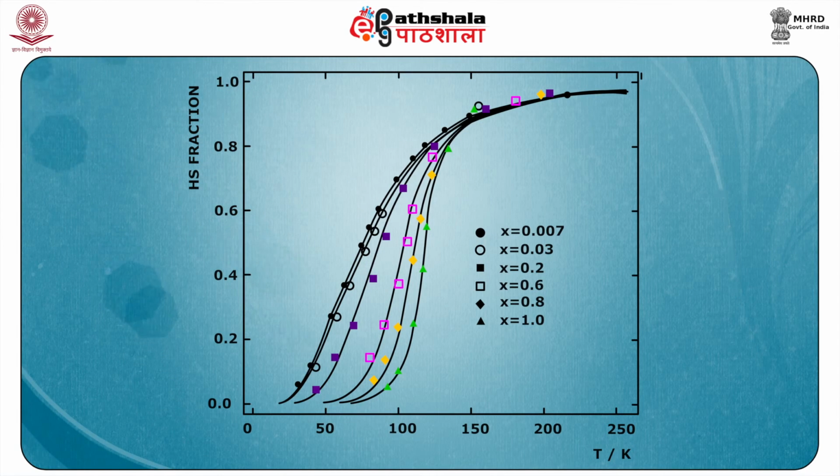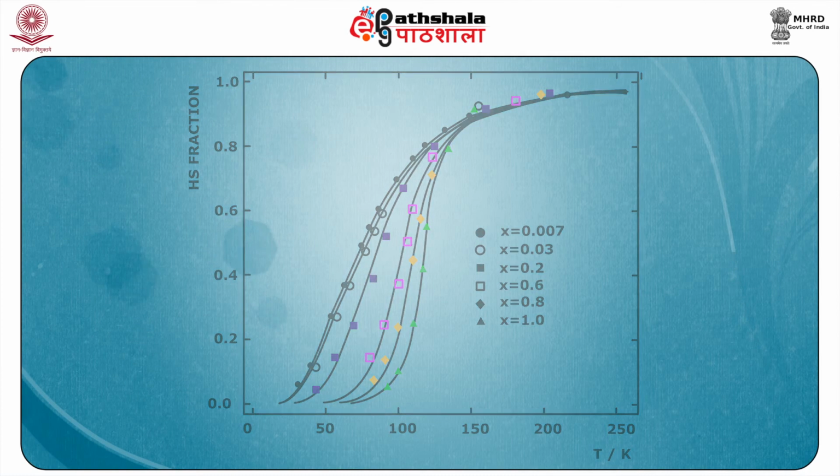Moreover, the transition is shifted to lower temperatures, reflecting increasing stabilization of the high spin state. These results clearly support the existence of cooperative elastic interaction between the spin crossover metal centers as the transition proceeds. The nature of such cooperative interactions is purely mechanical.